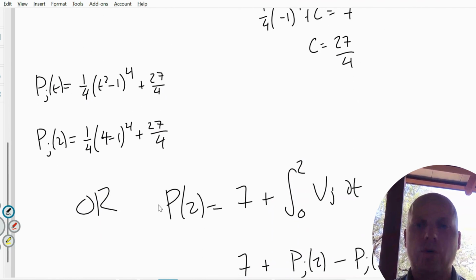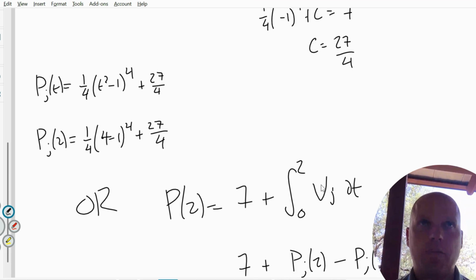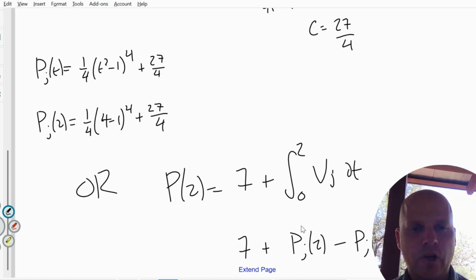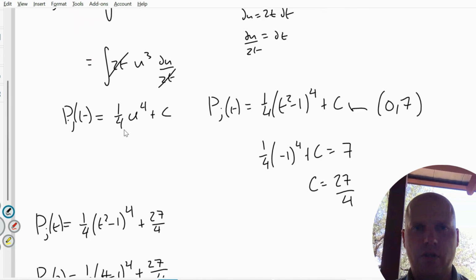If you wanted to, you could have used the fundamental theorem of calculus, the application of the fundamental theorem of calculus, to say an unknown position is equal to a starting position plus a displacement, or accumulation of the derivative. You could have done P of 2 minus P of 0, and you wouldn't have worried about the C, and you would have had 7 plus this value, which is 3/4 divided by 4. Yeah, it would have worked out, I'm sure.